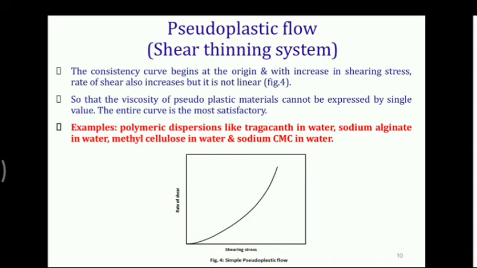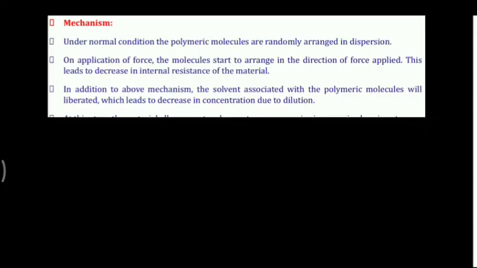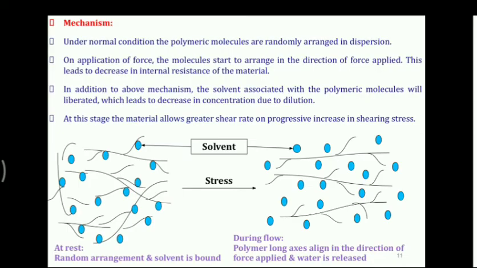Examples: generally, polymeric dispersions in water or any other suitable solvent exhibit pseudoplastic flow. For example, tragacanth in water, sodium alginate in water, methyl cellulose in water, and sodium CMC, that is sodium carboxymethyl cellulose, in water. Mechanism: under normal conditions, the polymeric molecules are randomly arranged in the dispersion.